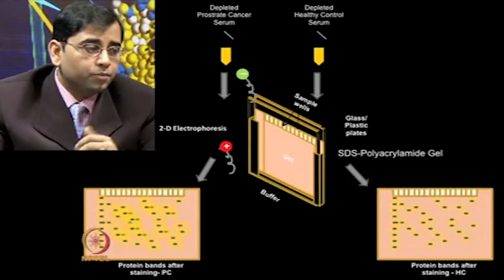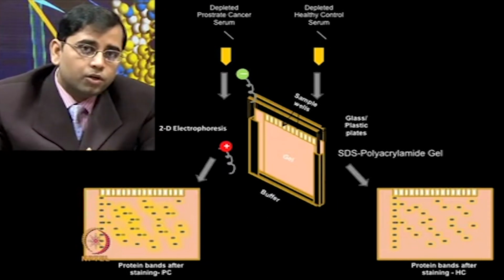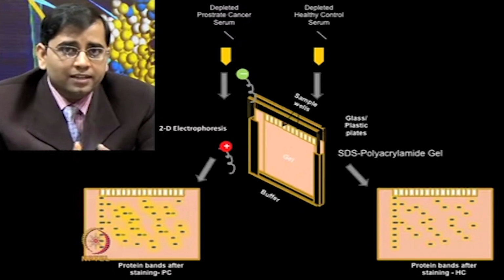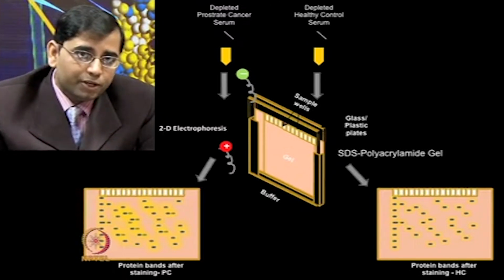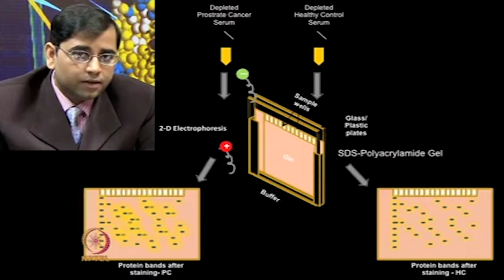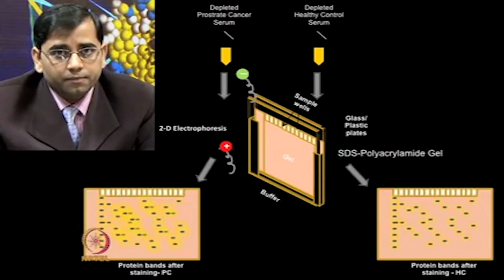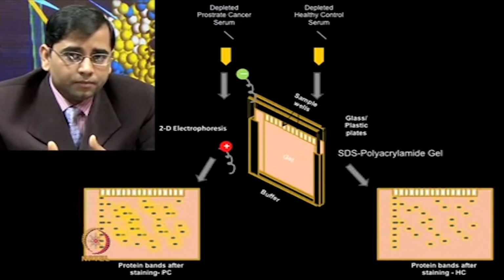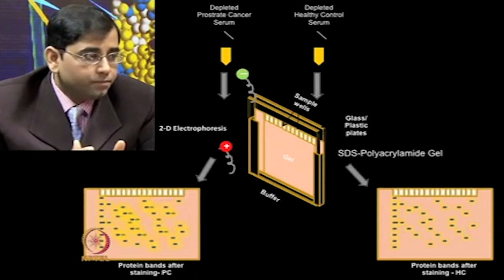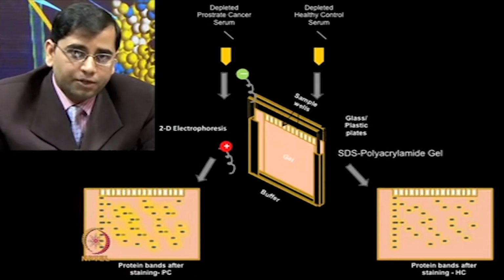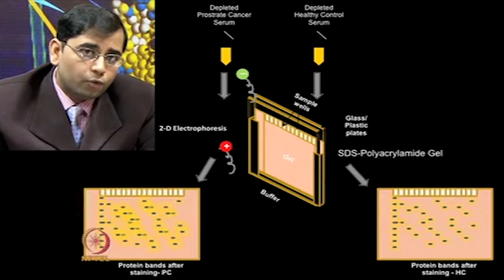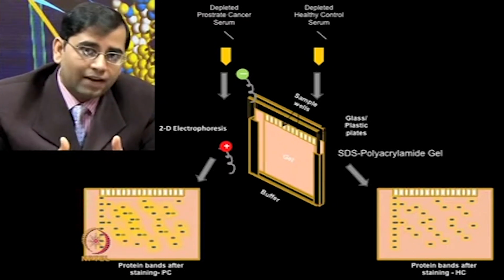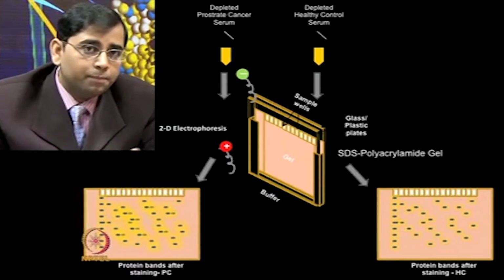Now, I am giving you one application example. For example, you want to study prostate cancer and you have obtained serum samples from patients suffering from prostate cancer, and you want to compare that with individuals who are healthy. So, for both samples, I will talk about some of the details of the separation in the following 2D workflow, and you have also studied different types of protein extraction and depletion of serum in the previous lecture.